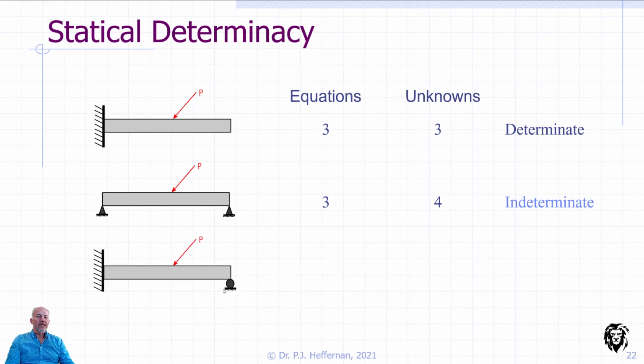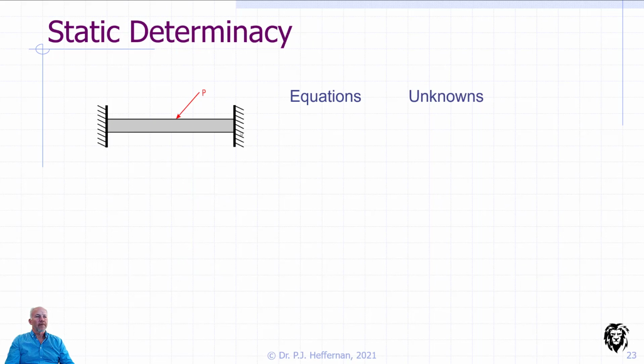And the same thing, this is a propped cantilever. So this cantilever was the first one here with the fixed end. So here we have the fixed end, but we have it propped up at the end with a roller support. So same number of equations. We have 3 unknowns due to the fixed end and 1 unknown due to the roller support. That gives us 4. It also is indeterminate.